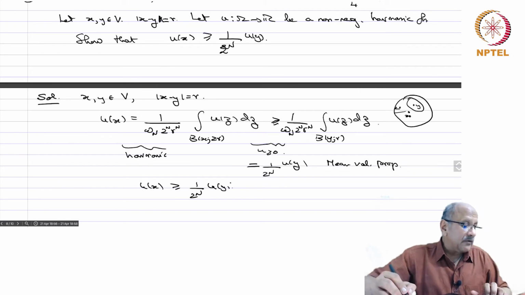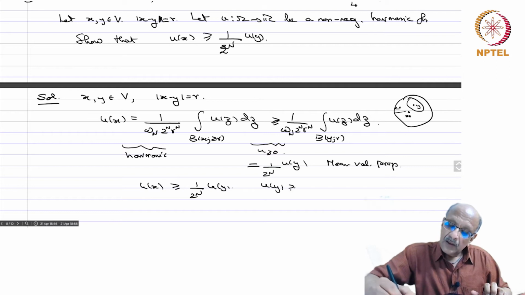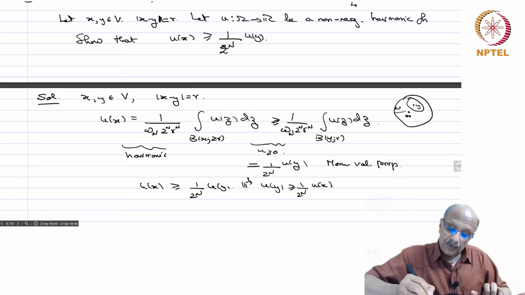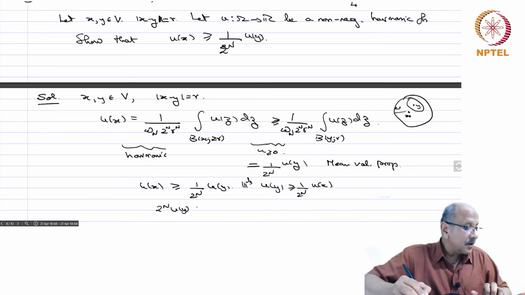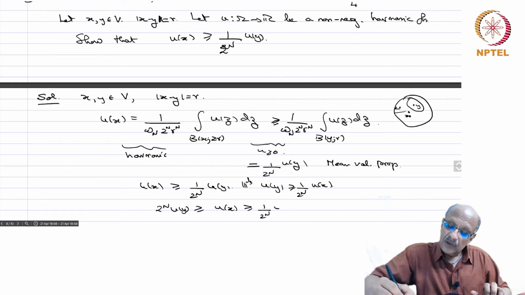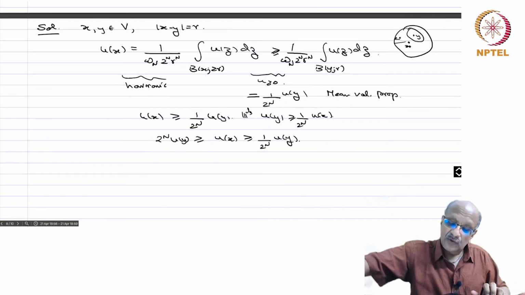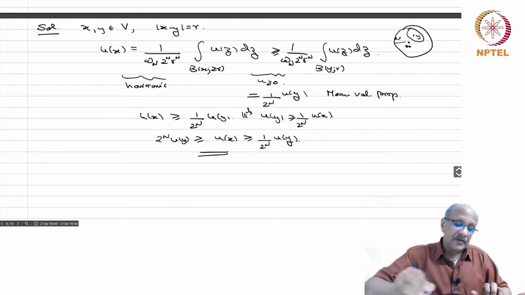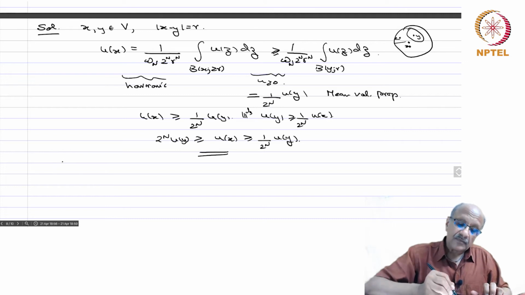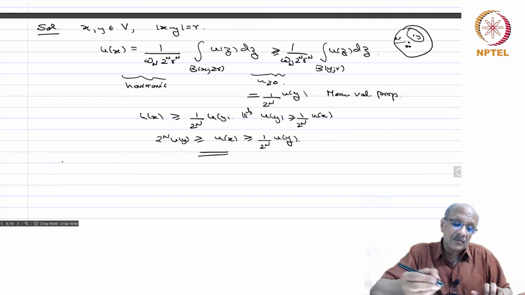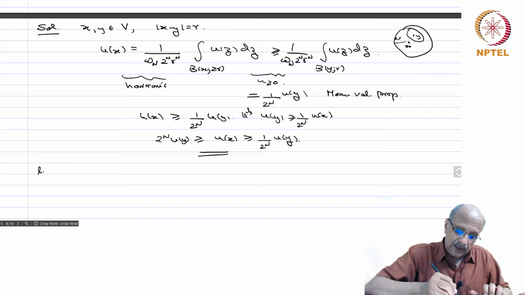Similarly, you have u of y is greater or equal to 1 by 2 power n u of x, and therefore 2 power n u of y is greater or equal to u of x, which is greater or equal to 1 by 2 power n u of y. So that means you can always compare values between two points which are close enough. This is called Harnack's inequality.